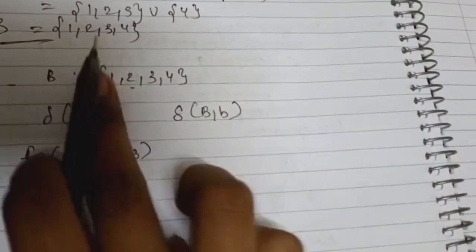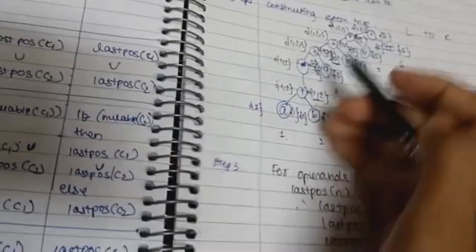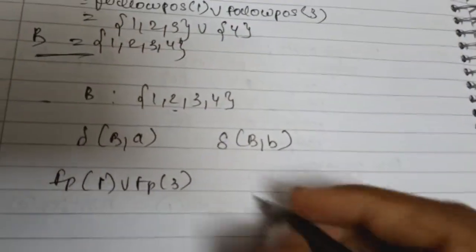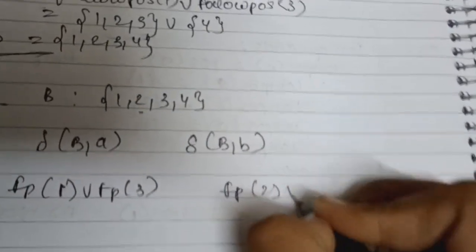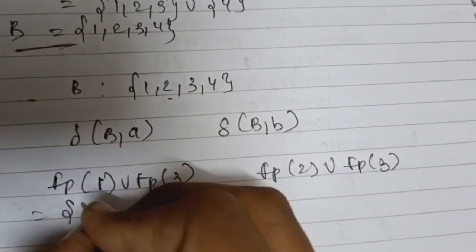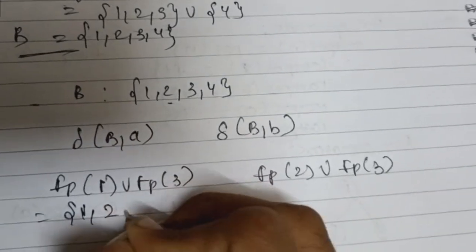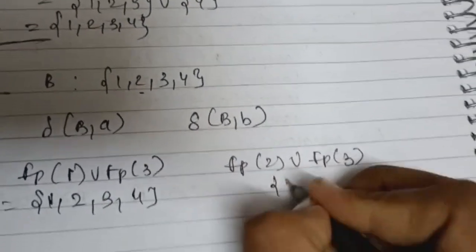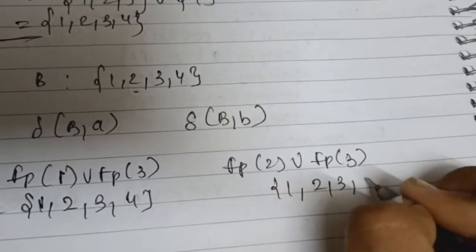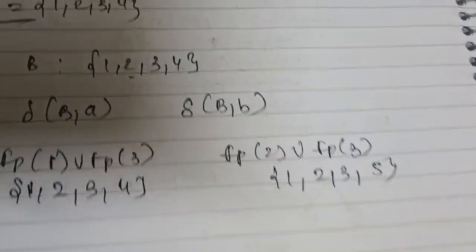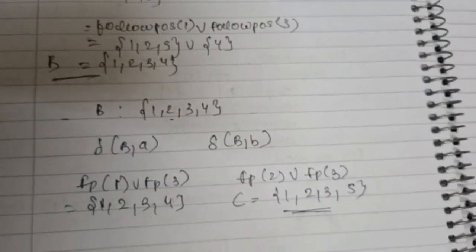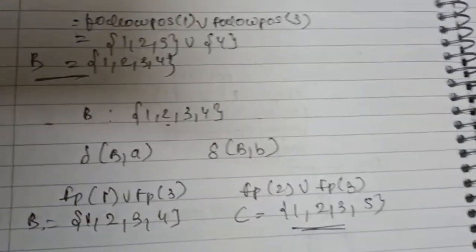Similarly you can go for B, and you will get it for B is where? 2 and 4. So you will get follow position of 2 union follow position of 4, and this will give you 1, 2, 3 and 5. So you can name this as a new state. Okay, this already exists, that is B.